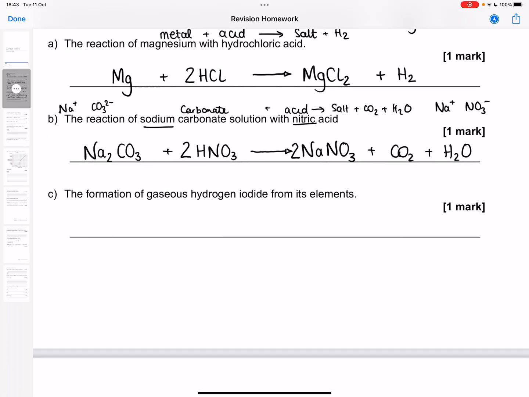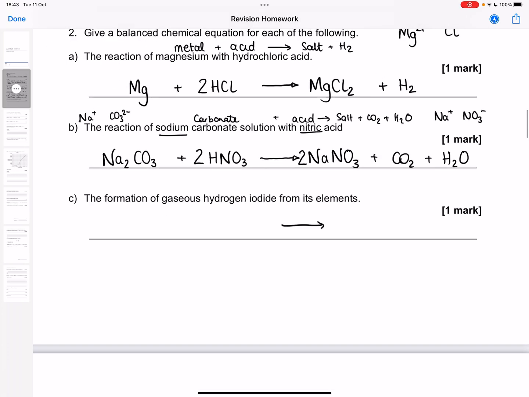The last one, the formation of gaseous hydrogen iodide. So hydrogen iodide. Iodide would be a 1 minus ion, hydrogen's a 1 plus ion, so hydrogen iodide would be HI, from its elements. So it's formed from hydrogen, which is H2 as an element, and iodine, which is I2 as an element. So now I've got all my formulae correct, now I put the balancing in, and to balance that I just need 2 HI. So we've then done our balanced equations from first principles.